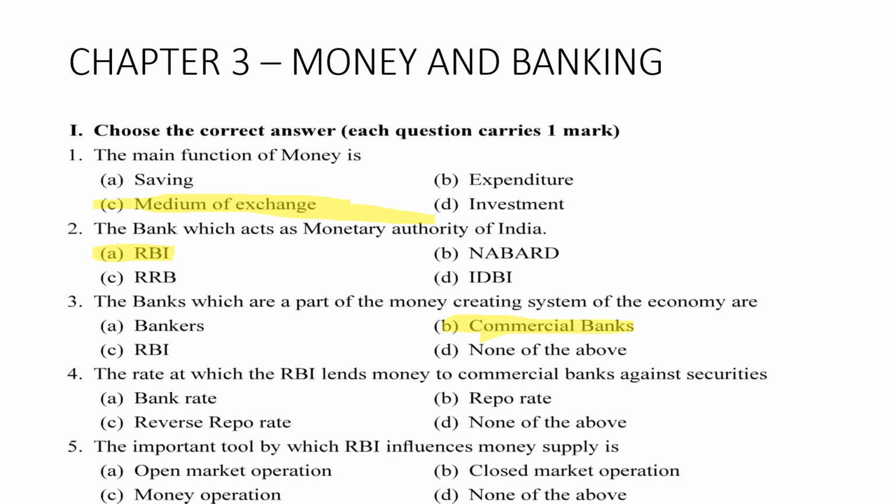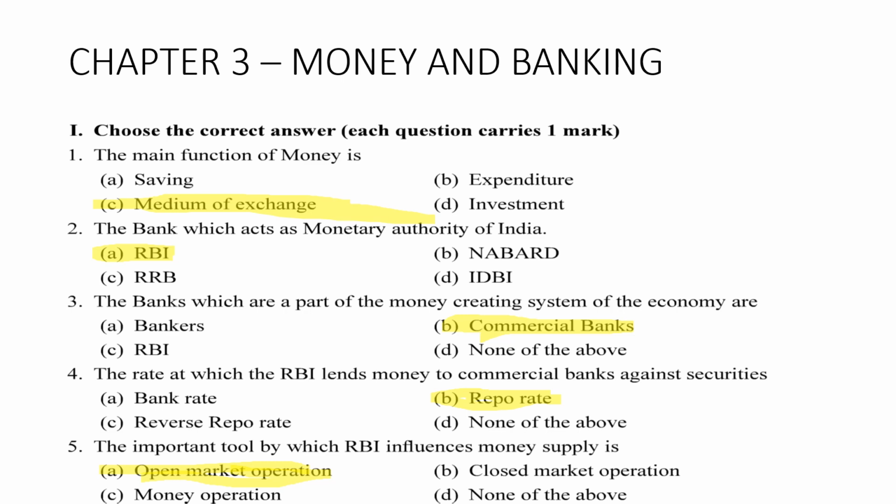Then fourth one, the rate at which the RBI lends money to commercial banks against securities. So this is called as repo rate. It is also called as the repurchase agreement. It is called as repo rate. Next, fifth question, the important tool by which RBI influences money supply is. So your answer is OMO here. One of the tools of controlling inflation, that is open market operation, OMO. Answer is option A here.